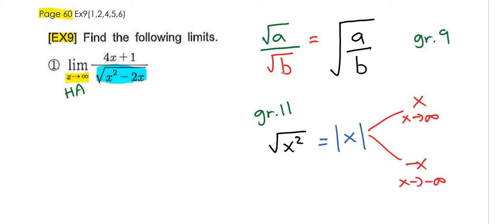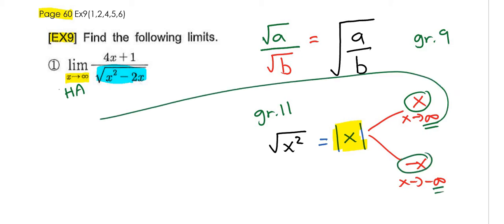So later on in this problem, if you ever see the absolute value of x, you need to get rid of those absolute value signs by replacing the absolute value of x with just a single x if we're going to positive infinity, or a negative x if we're going to negative infinity. Now for our very first problem, we're going to positive infinity, so we're going to be dealing with just a single x later on in the problem.